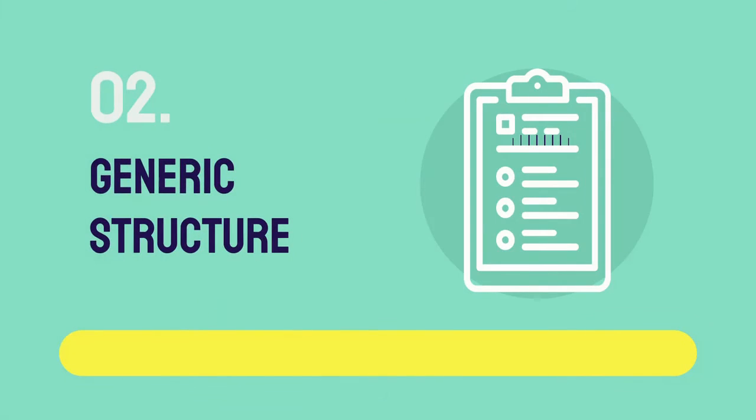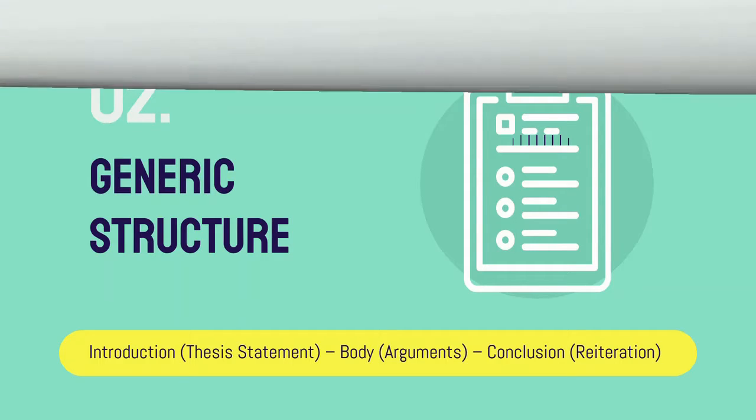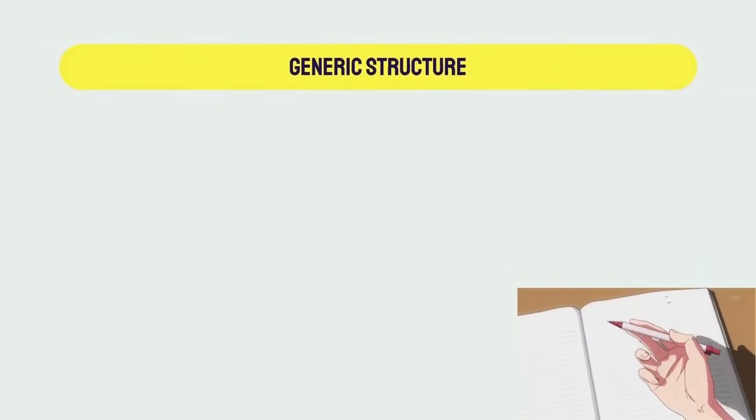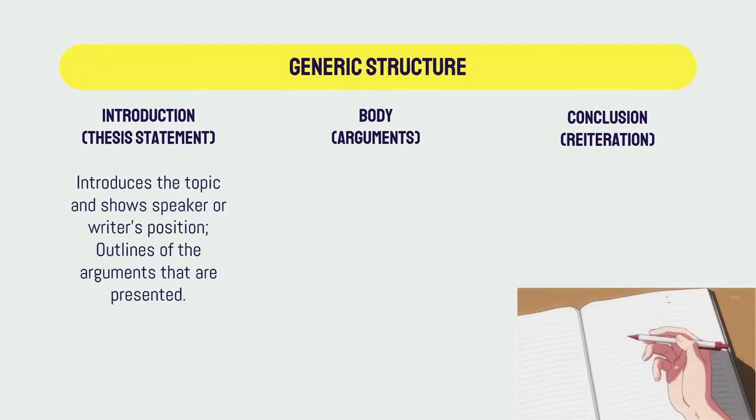Now we're moving on to the generic structure. The generic structure of an analytical exposition is divided into 3 steps: introduction or thesis statement, body, which consists of arguments, and the last one is conclusion or a reiteration. As you have seen before, the generic structure is divided into these 3 steps. The first one is introduction or thesis statement. It introduces the topic and shows the speaker's or writer's position.